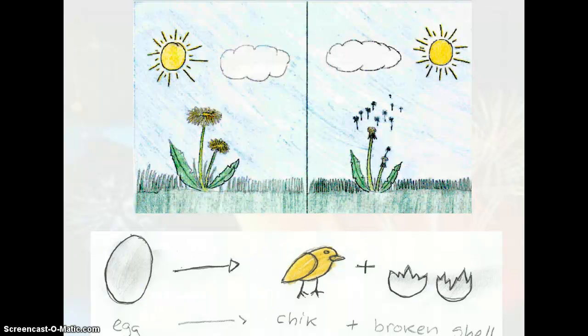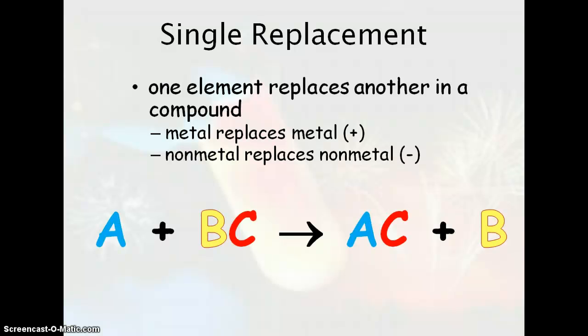Okay, another example would be if a couple went to prom and then broke up at prom. So they started out together and then they broke up into two simpler forms. All right, single replacement. Single replacement is when you have one element replacing another in a compound. If you have a metal by itself in the beginning, then that metal is going to replace the metal in the compound, or the positive one in the compound. And if you have a non-metal that's by itself in the beginning, it's going to replace the non-metal, or the negative one in the compound.